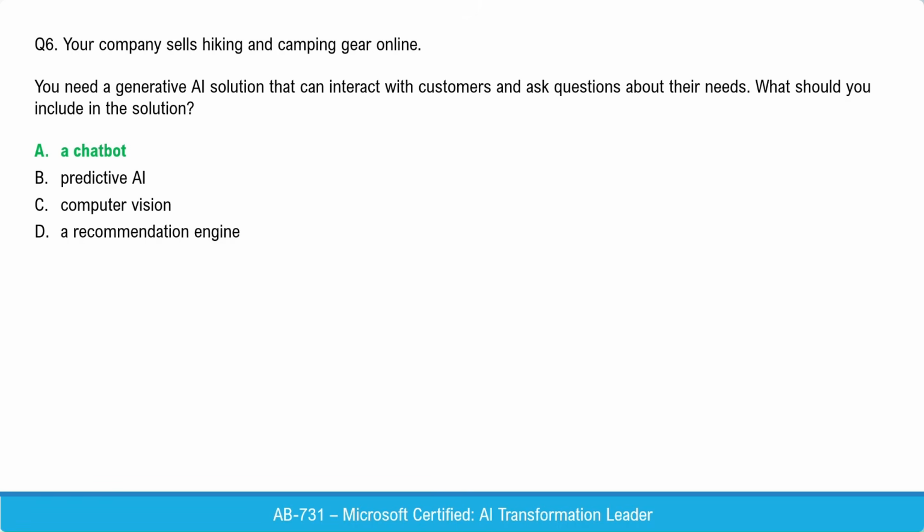Looking at other options, predictive AI is used for forecasting, not for conversations. Computer vision is used for analyzing images, which is not relevant in this scenario. And the recommendation engine can suggest products, but it does not ask questions or interact conversationally like a chatbot does. So the best choice for an interactive question-based solution is a chatbot.